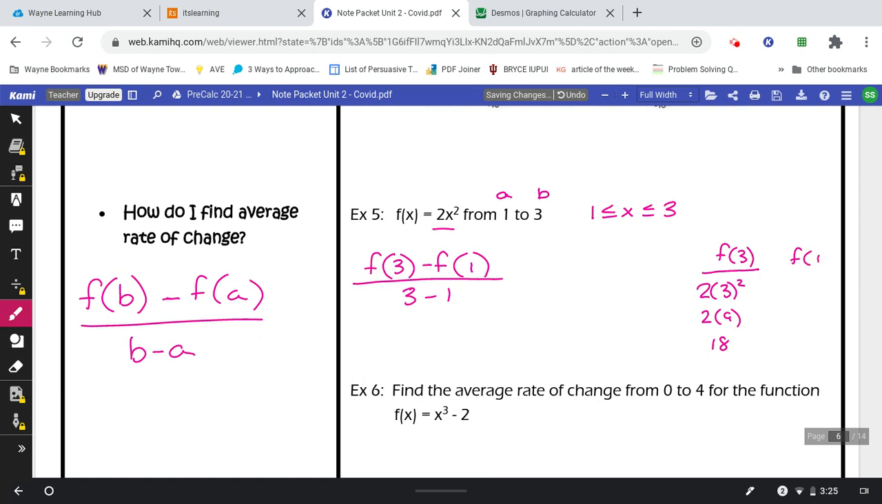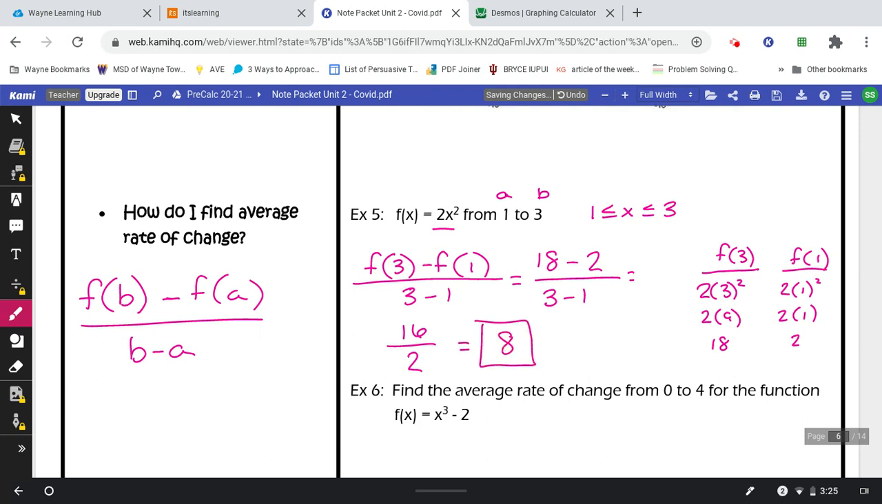I'm going to do the same thing with f of 1. 2 times 1 squared, square the 1, multiply to get 2. So then I can write this as f of 3 is 18. I already did that work. F of 1 is 2 over 3 minus 1. 18 minus 2 is 16. 3 minus 1 is 2. And I get a final answer of 8. That's my average rate of change, or in other words, the slope.